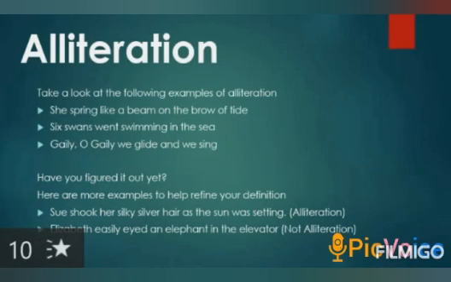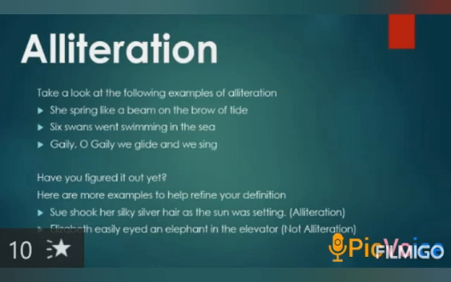Now see these examples. She springs like a beam on the brow of tide. Six swans went swimming in the sea. Gaily, oh gaily, we glide and we sing. Now have a look at these examples as well. Sue shook her silver silky hair as the sun was setting. Elizabeth easily eyed an elephant in the elevator.